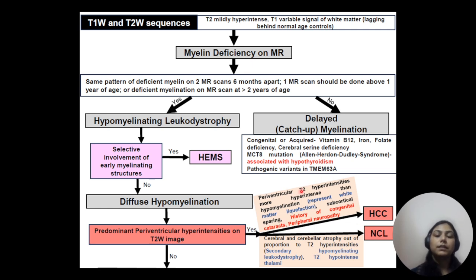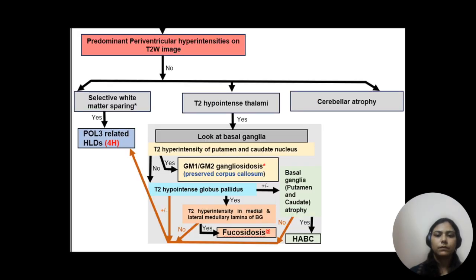If there is presence of cataracts along with peripheral neuropathy and this diffuse hypomyelination has more conspicuous periventricular T2 hyperintensities, then it can be hypomyelination with congenital cataract. When none of this is present, that means it is diffuse hypomyelination. Then we have to look at certain other structures. For example, if there is selective white matter sparing, then it can be Pol-3 related hypomyelinating leukodystrophies.